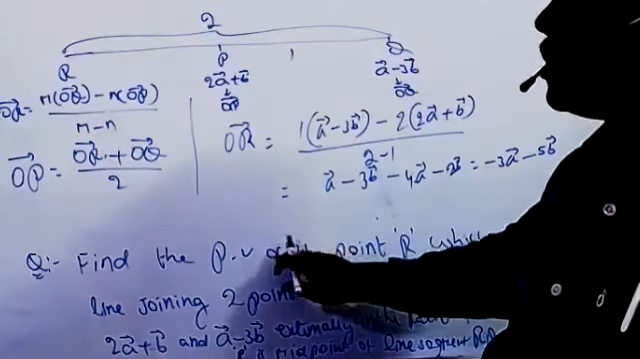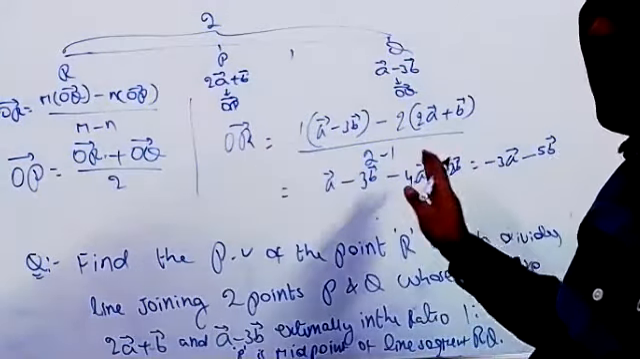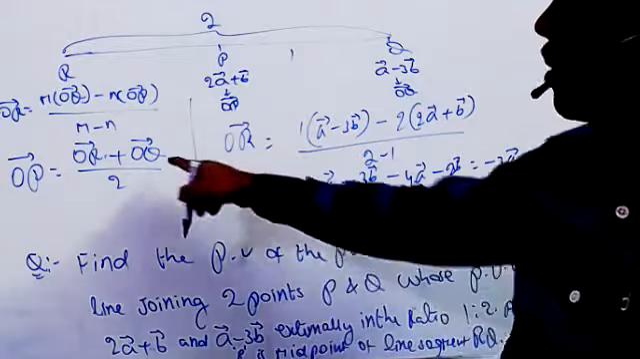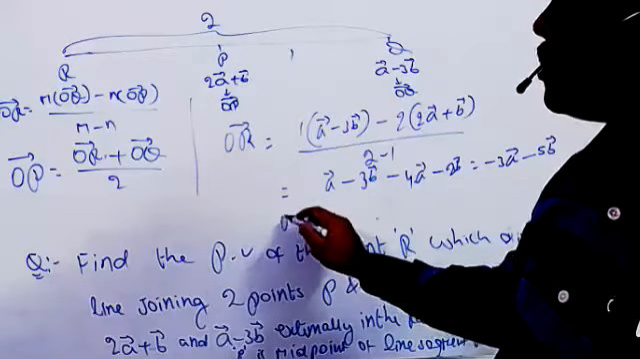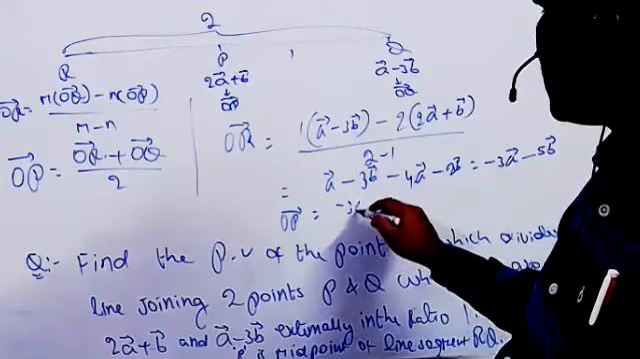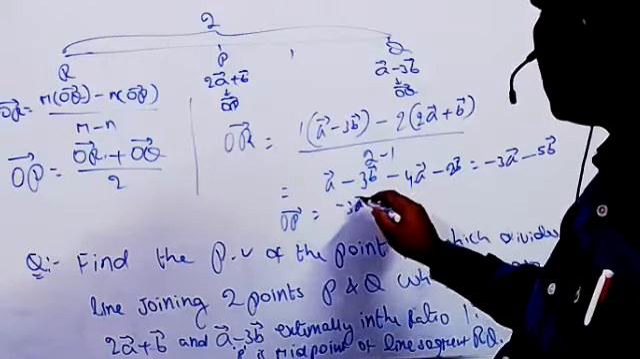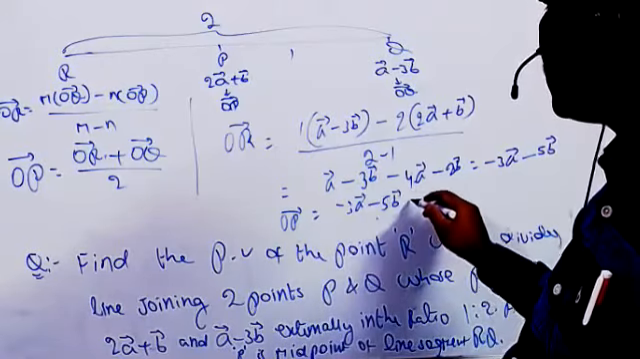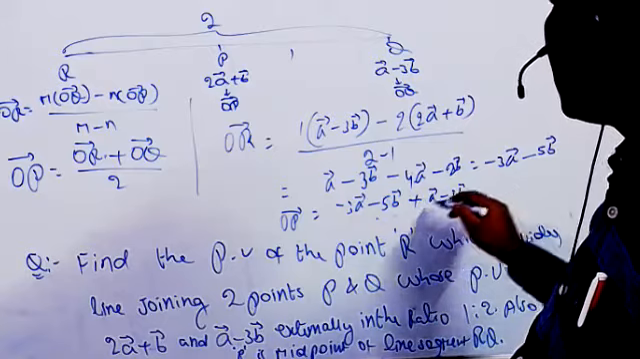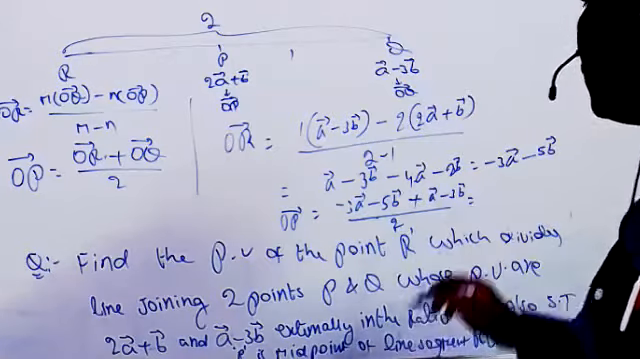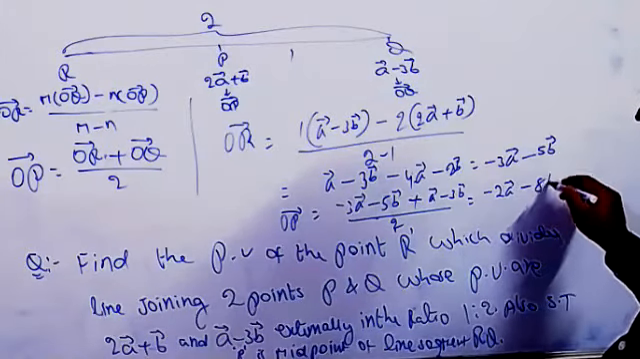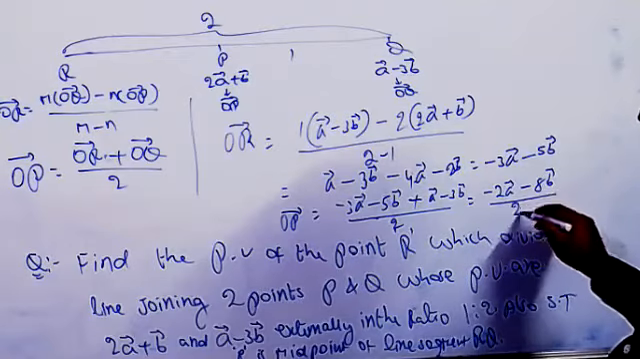We already got OR, and now we can show that P is the midpoint of RQ. I apply this formula for the second one. OP is equal to OR plus OQ by 2. OR equals minus 3A minus 5B, plus OQ equals A minus 3B, whole by 2. So this is minus 2A minus 8B whole by 2.